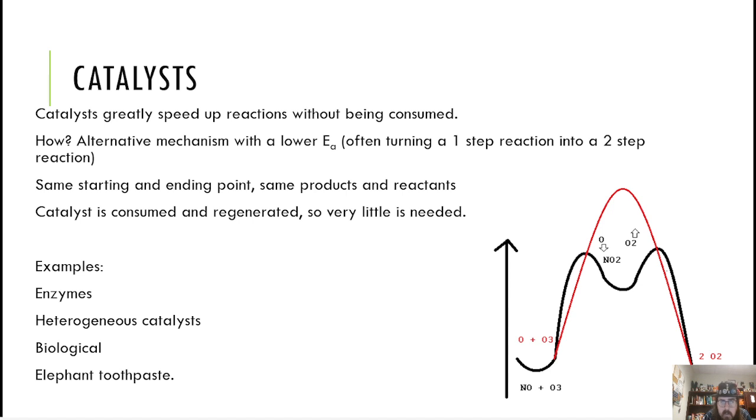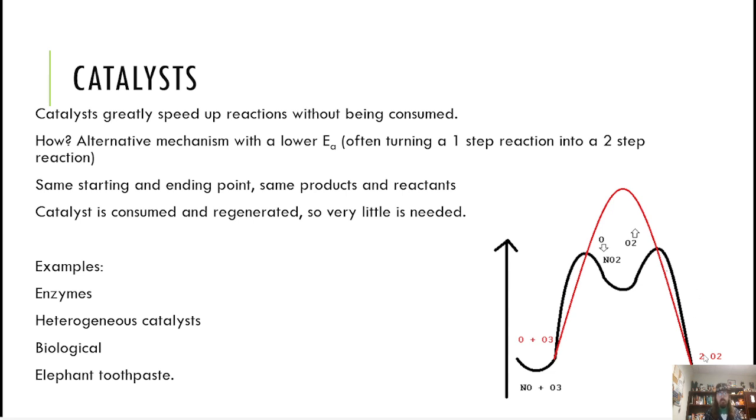The key thing here is they have the same starting point and the same ending point: same products, same reactants. Because the catalyst is consumed in the first step but regenerated in the second step, very little catalyst is actually ever needed. You just need enough to start it going. Because we have a lower activation energy barrier, it's a lot easier to go to products than it is to go by itself.